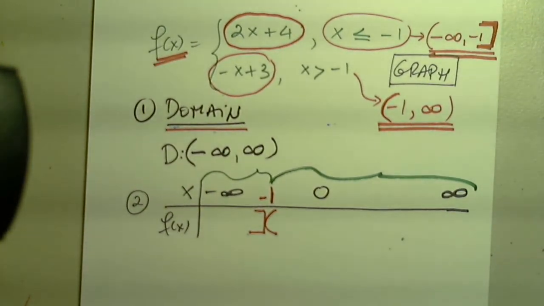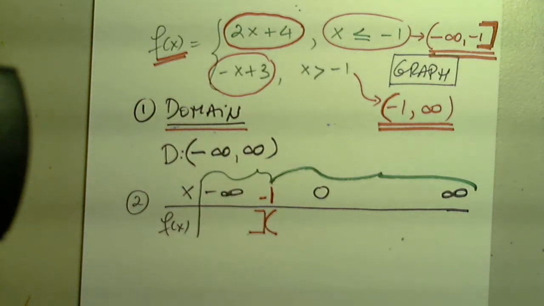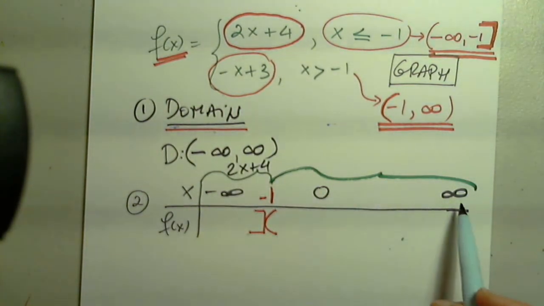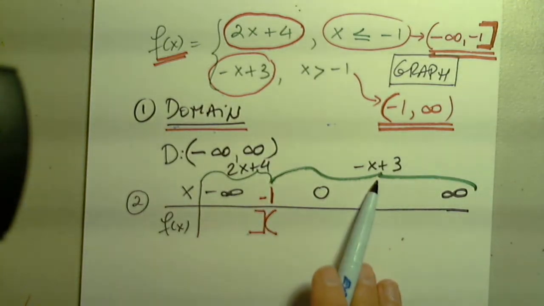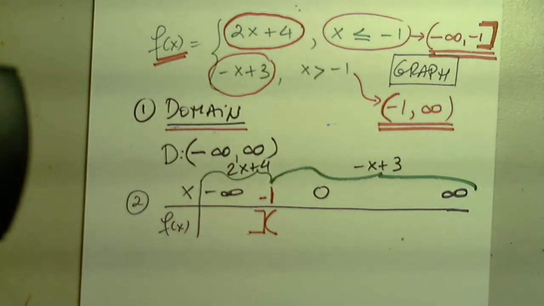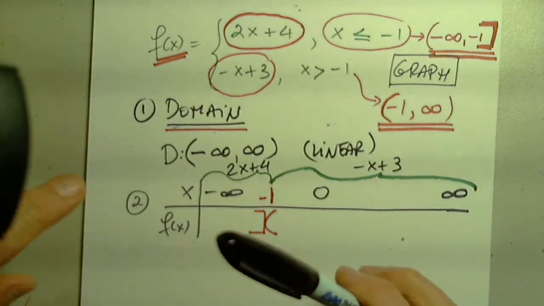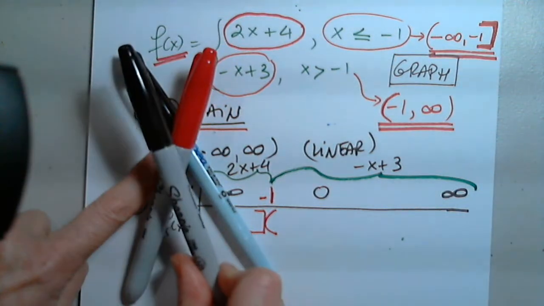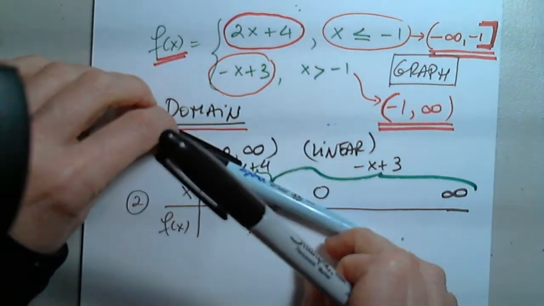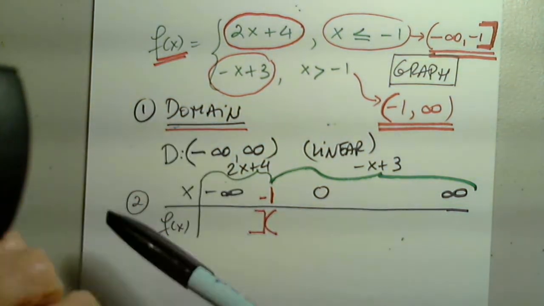Okay, so then, which function I use? 2x plus 4. That's it. And of course, obviously, -x plus 3. What type of functions are these? Linear? Very good, linear. For linear, we need 2 points. So if I have 1 point, I can draw infinitely many lines. But if I have 2 points, I can only draw 1 line through 2 points.